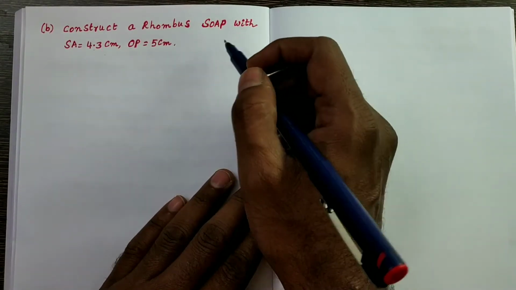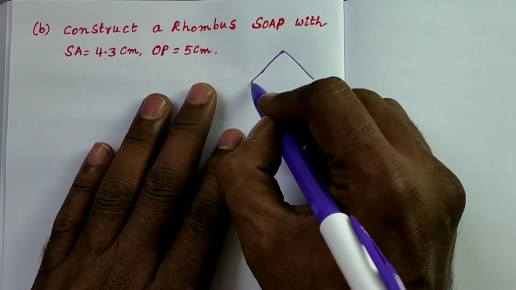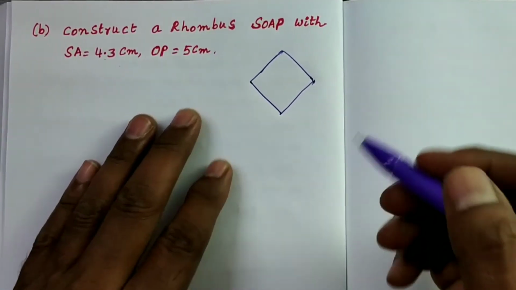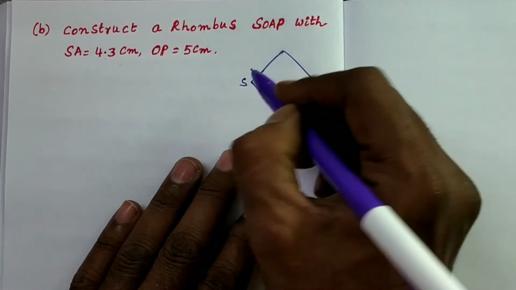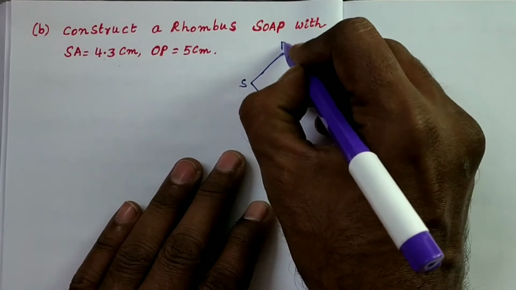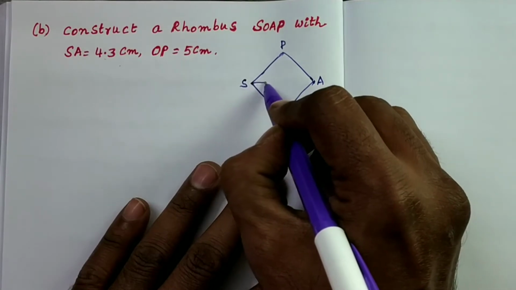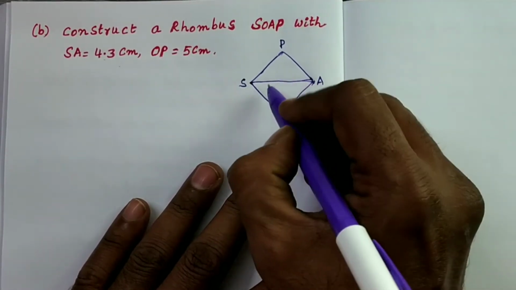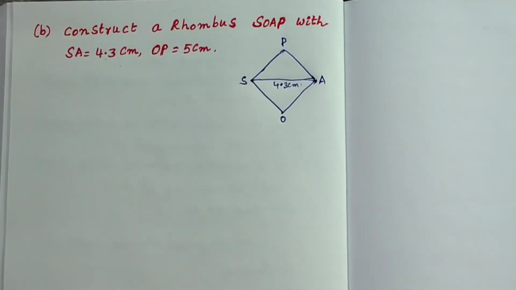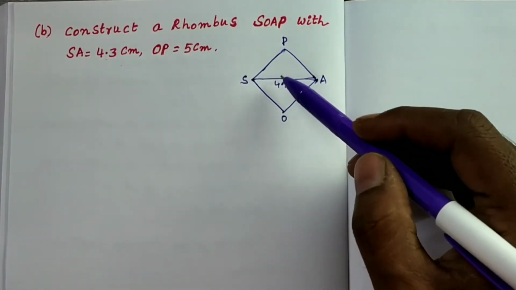First of all, try to draw a rough diagram of the rhombus SOAP. The first diagonal is 4.3 centimeters, that is SA. Next, diagonal OP is 5 centimeters. Let us go to the analysis.